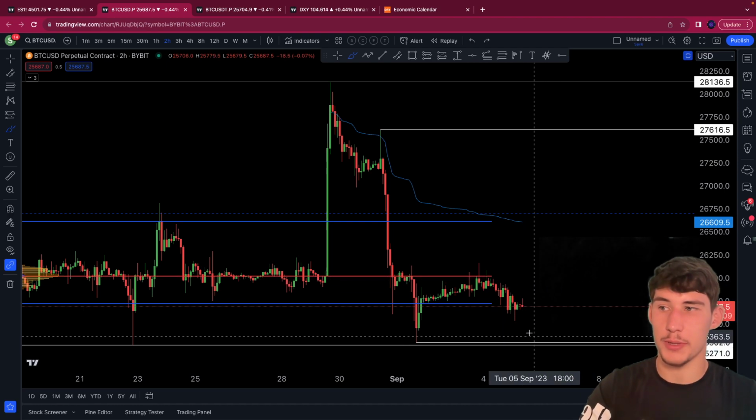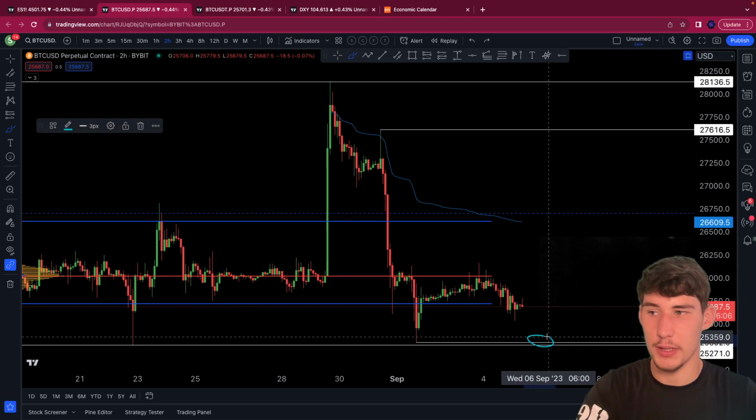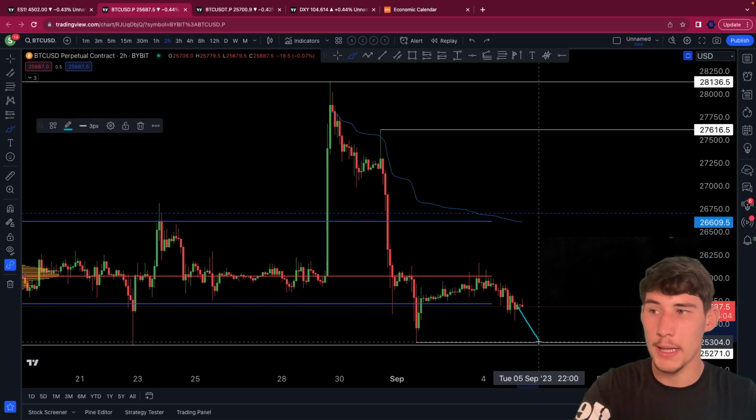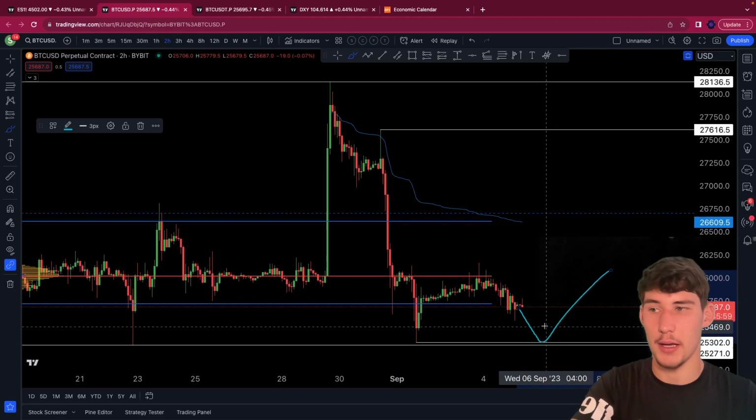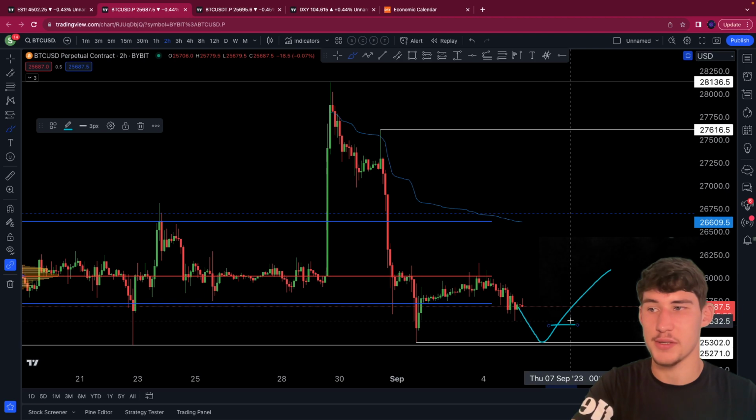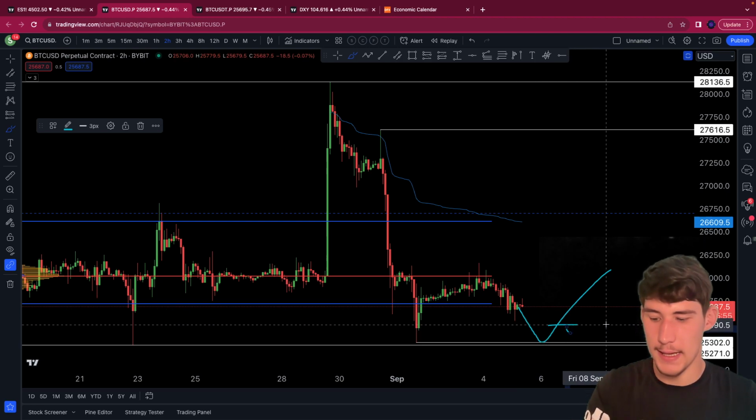And we are possibly going to come down and actually take this level here. If we take this level, and we see the bullish confirmation, bullish confluence, then and only then am I going to look to take a long position from there. So this is the setup that I'm looking at as of right now.